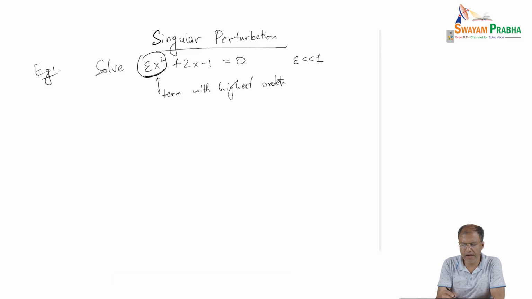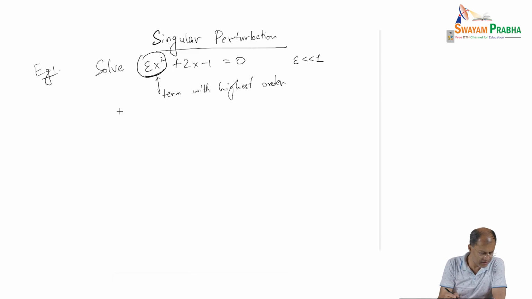And earlier the small parameter epsilon was not multiplied with the term of the highest order or the highest derivative, right? So that is the sure shot way of recognizing whether a problem needs to be solved using the method of regular perturbation or singular perturbation. If the small parameter multiplies the term with the highest order, then that problem is the customer of the singular perturbation method. Otherwise, it is the customer of the regular perturbation method. So let us now try and start solving this problem.